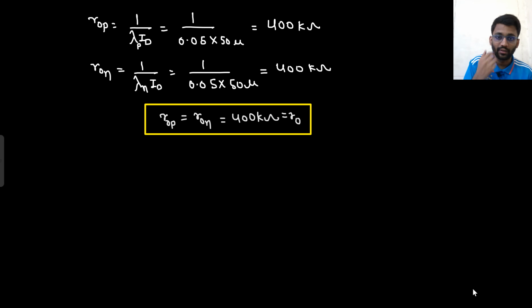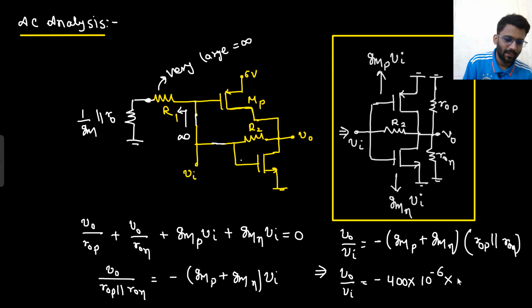into R naught P parallel with R naught N, which will be 200 kilo. 400 micro times 200 kilo, that is 10 to the power 7 times 10 to the power minus 3... 80, so the gain would be minus 80. Answer is minus 80. Well and good. V naught by Vin is minus 80. This is the equivalent circuit. You just solved it and you got to know your answer is minus 80.